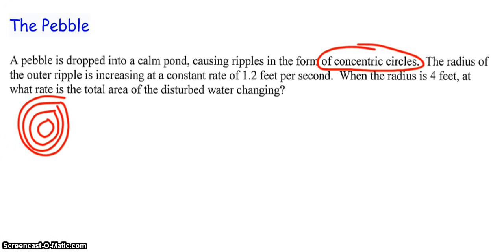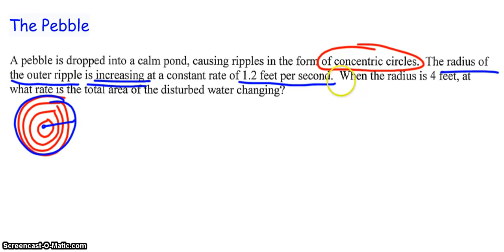The radius of the outer ripple, so like the biggest circle, is increasing at a constant rate of 1.2 feet per second. When the radius is 4 feet, so that doesn't happen all the time, but there is a moment in time when the radius will be 4 feet. At what rate is the total area of the disturbed water changing? Disturbed water? Oh, they mean the part with the ripples. That's a lot of words.